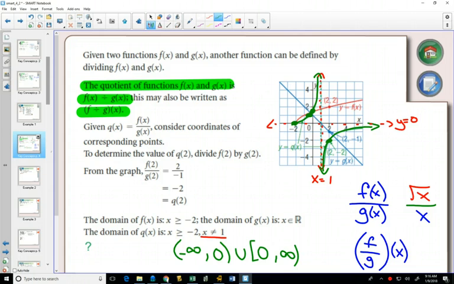So what he did is he looked at the two different pieces. This piece went from negative infinity to 0 and didn't include 0. And then this piece started at 0 and went to infinity. Okay, good. Can anybody write that in a different way?